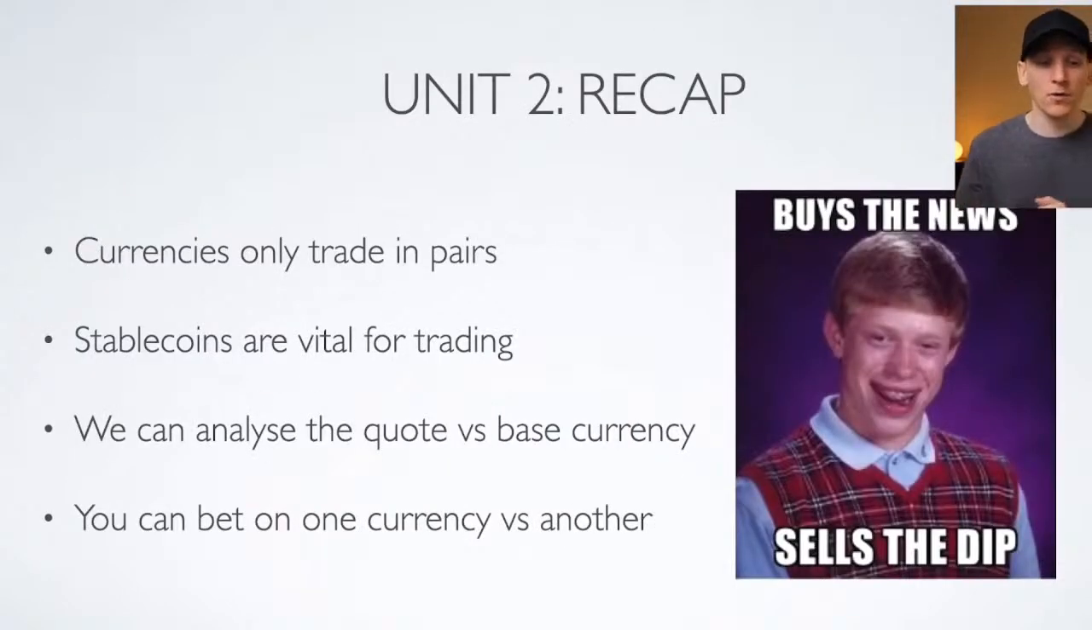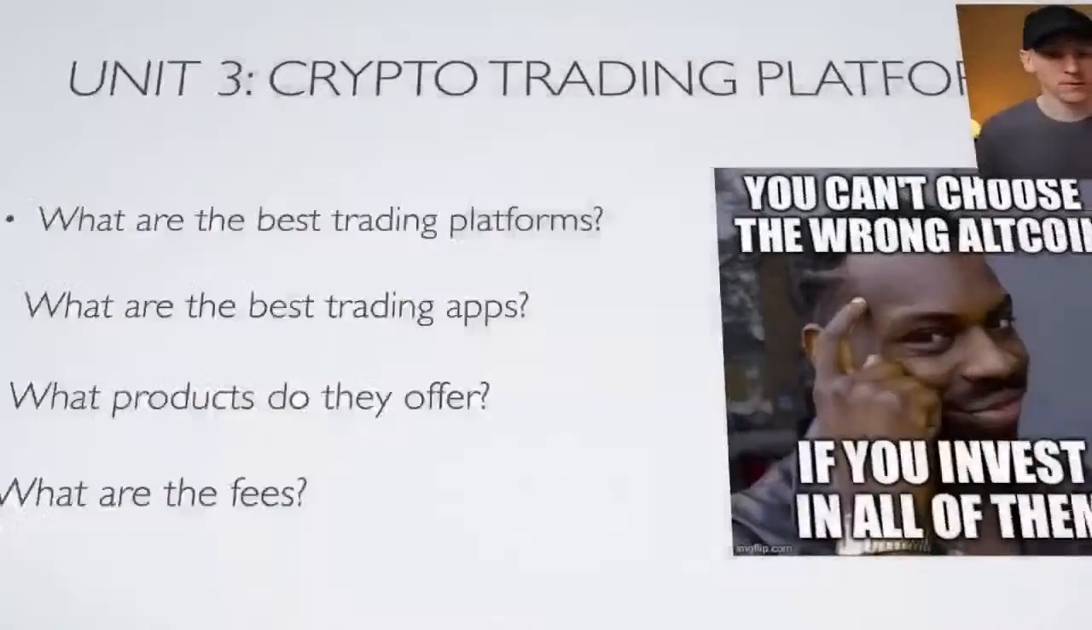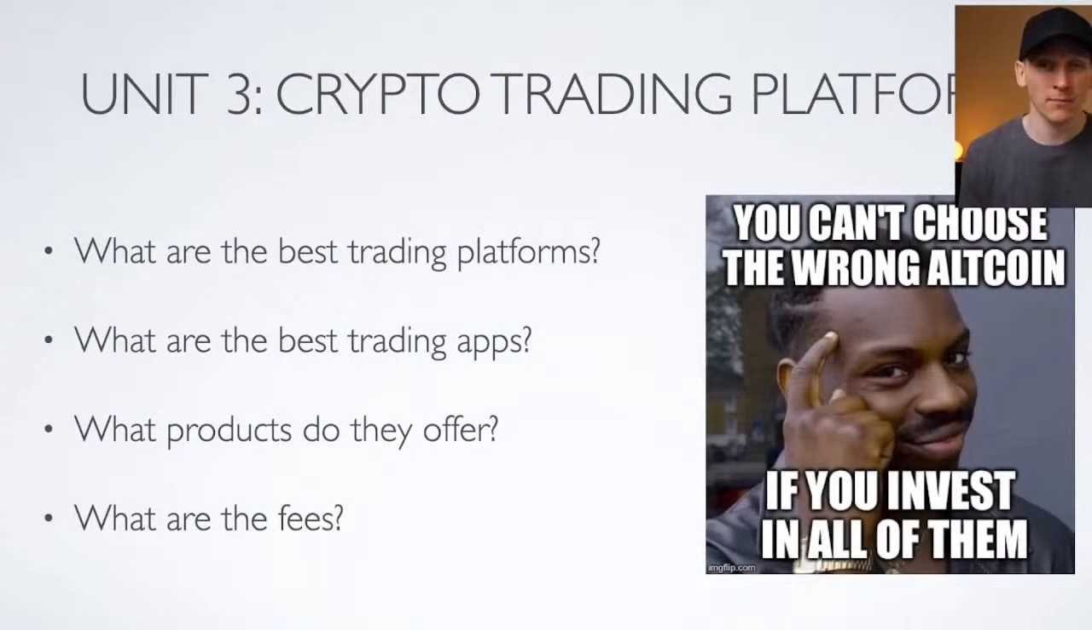So let's just recap on Unit 2 then. Currencies only trade in pairs. You need to sell one to buy another. Stablecoins are absolutely vital for the cryptocurrency industry and for trading. We can analyze the quote and base currency to tell us more about how that currency pair in particular is trading, and you can bet on one currency versus another. Unit 3 is the best crypto trading platforms.